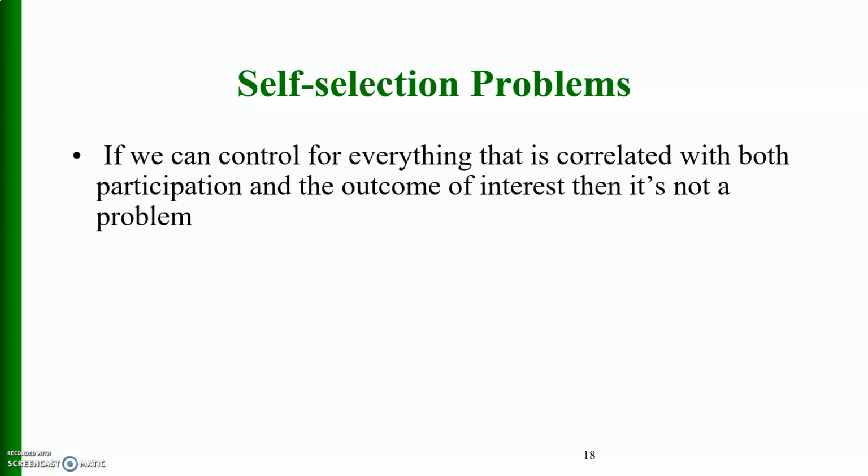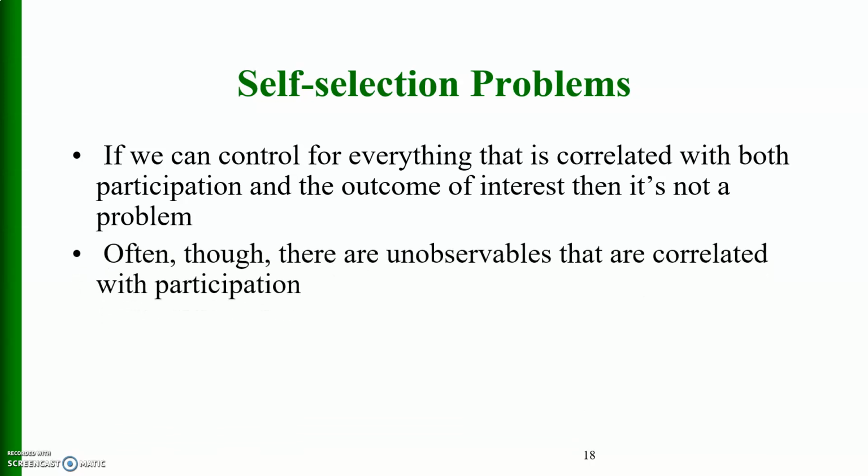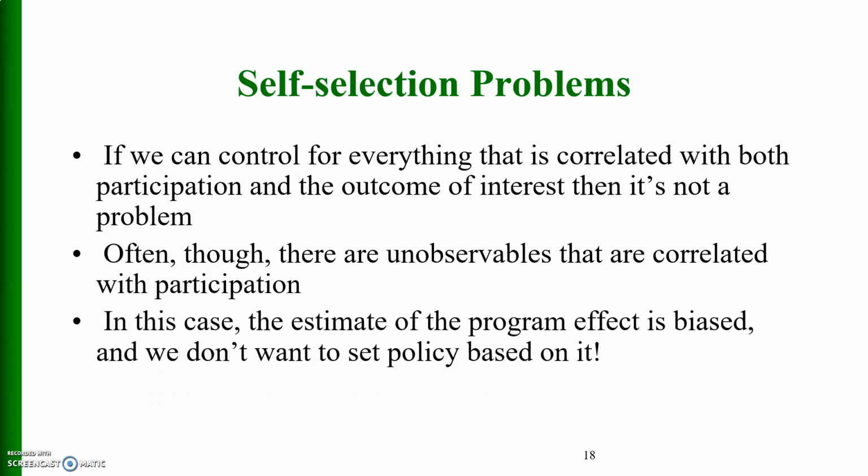If we control for everything that is correlated with both participation and the outcome of interest, then it is not a problem. More often, though, there are unobservables that are correlated with participation, and in this case, the estimate of the program effect is biased, and we don't want to set policy based on it. So it must be kept in mind.